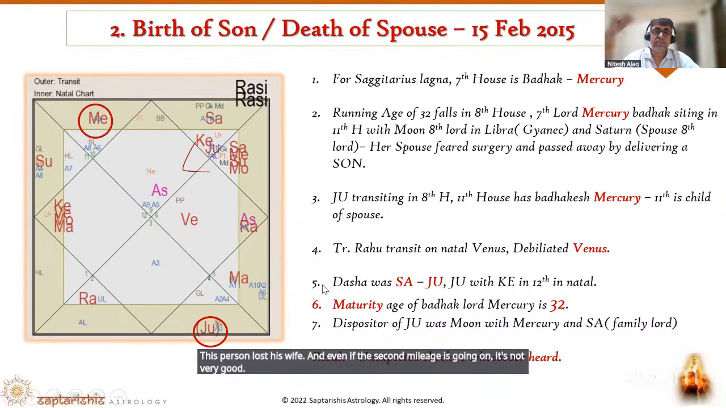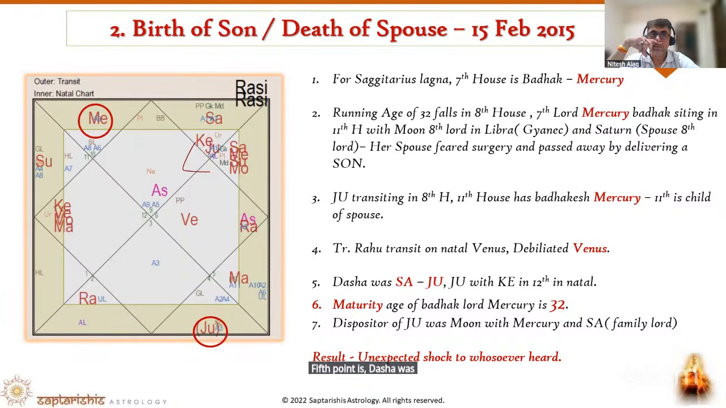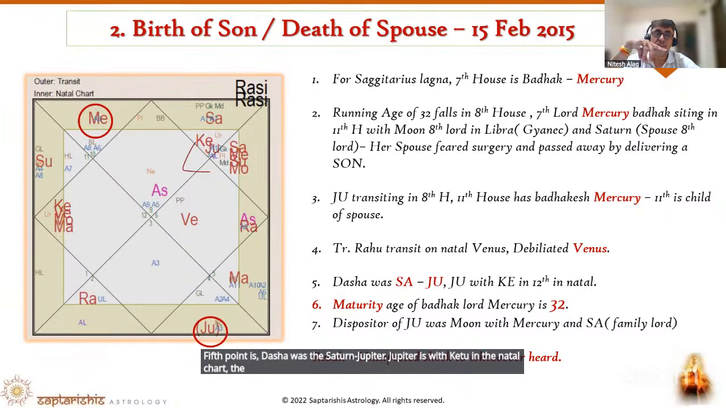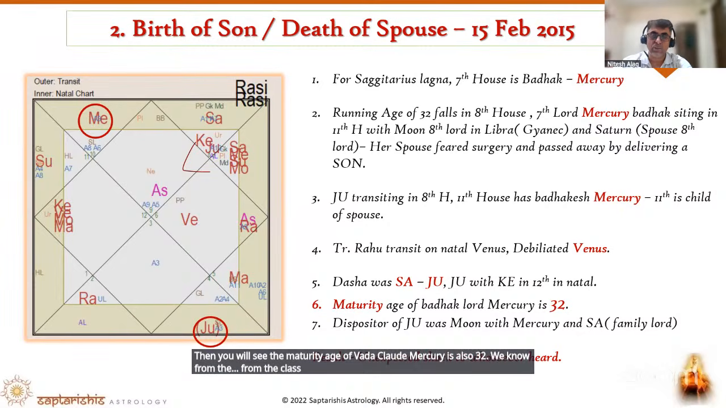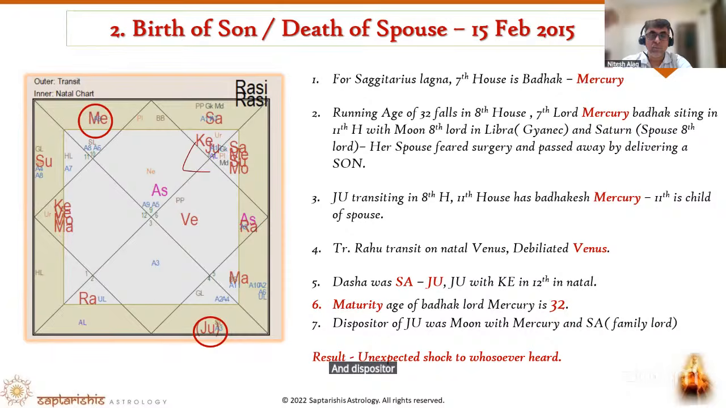The fifth point is the Dasha was Saturn-Jupiter. Jupiter is with Ketu in the natal chart, in the 12th house. You can see that the Lagna lord goes into the 12th house and Jupiter joins Ketu over there. As a person, he even talks very less, not expressive. Then you will see the maturity age of Badhak lord Mercury is also 32. We know from the class where Sir told all the necessary ages. And the dispositor of Jupiter, which is the Moon, is with Mercury, the family lord.